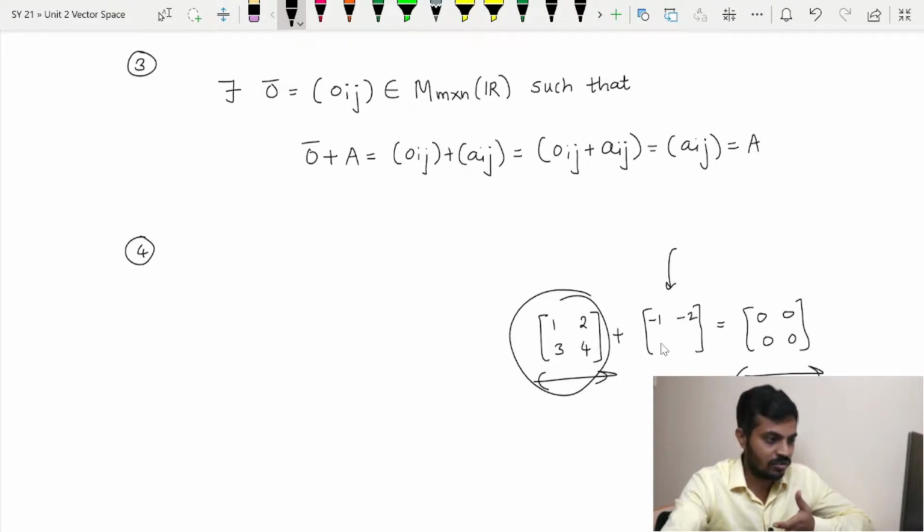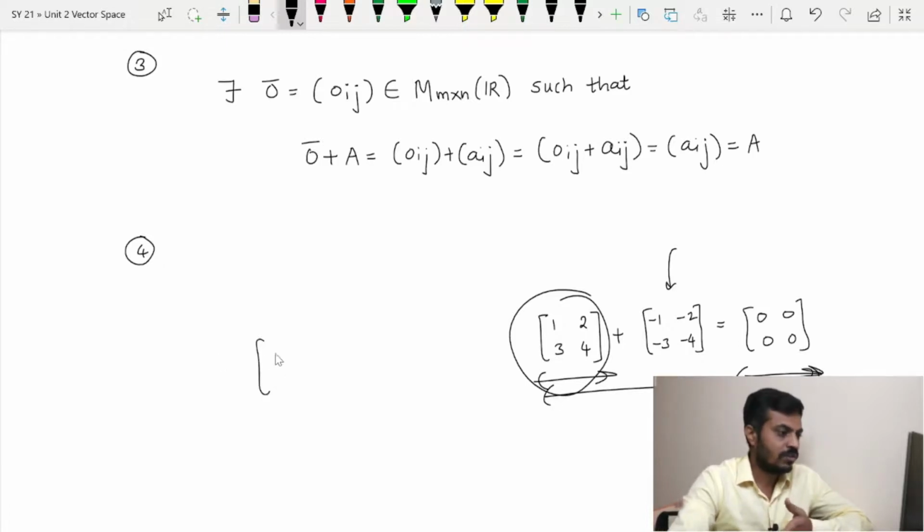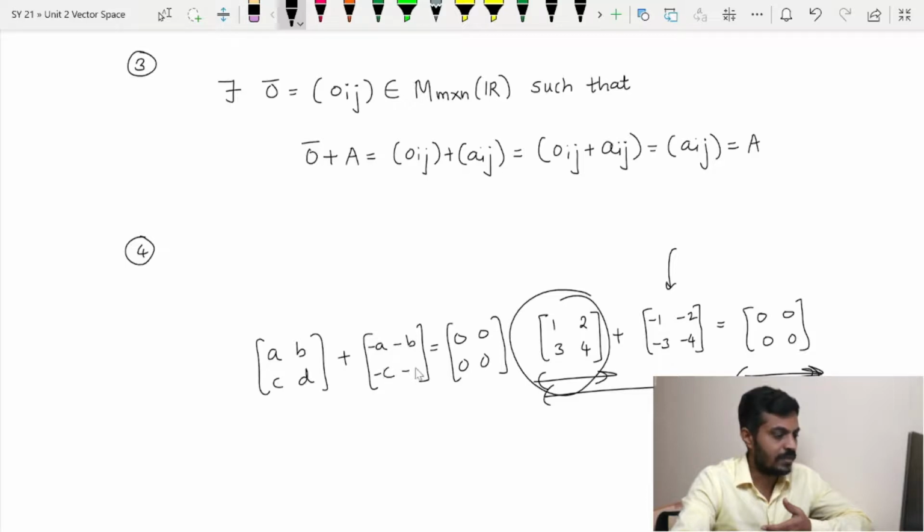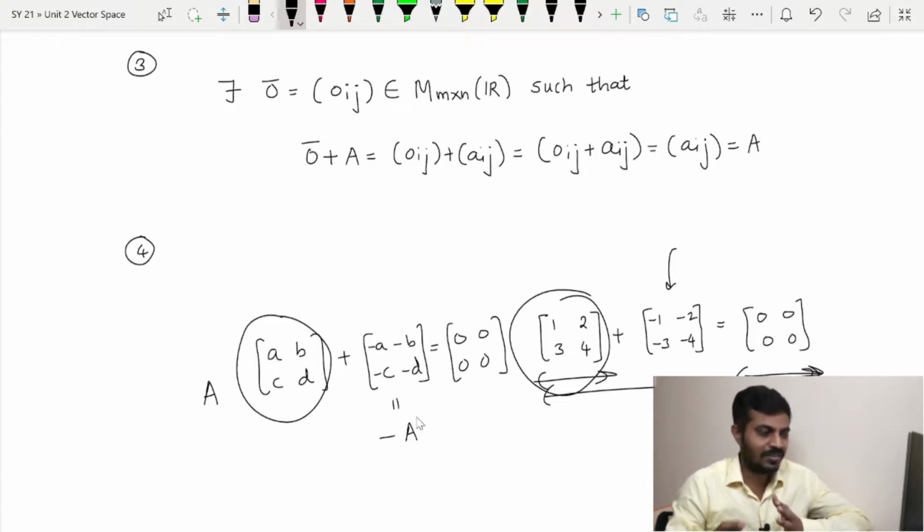You are absolutely right, it should be this matrix, and this is the only matrix for which this will be satisfied. And in general, if I have a matrix with entries a, b, c, d, then what will be the additive inverse of this matrix? This can also be easily guessed. It will be minus a, minus b, minus c and minus d. And if I call it A, one can easily see that this is nothing but minus A. So let us follow these notations.